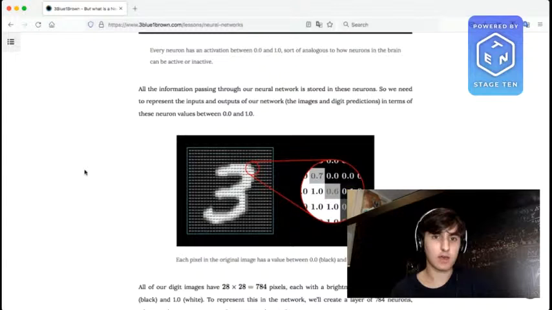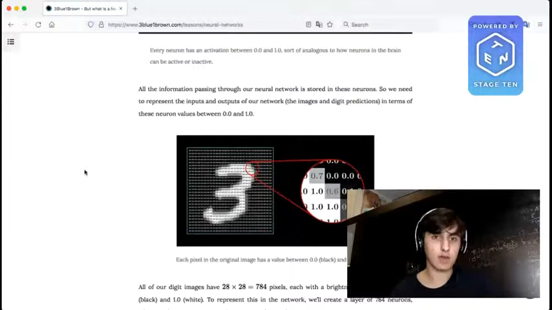Right, yeah, so we need to make sure the input, the picture we give it, is really just a bunch of numbers between 0 and 1, and our output should be numbers between 0 and 1. That makes sense. All of our digit images have 28 times 28 equals 784 pixels, each with a brightness value between 0, black, and 1, white. To represent this in the network, we'll create a layer of 784 neurons, where each neuron corresponds to a particular pixel.